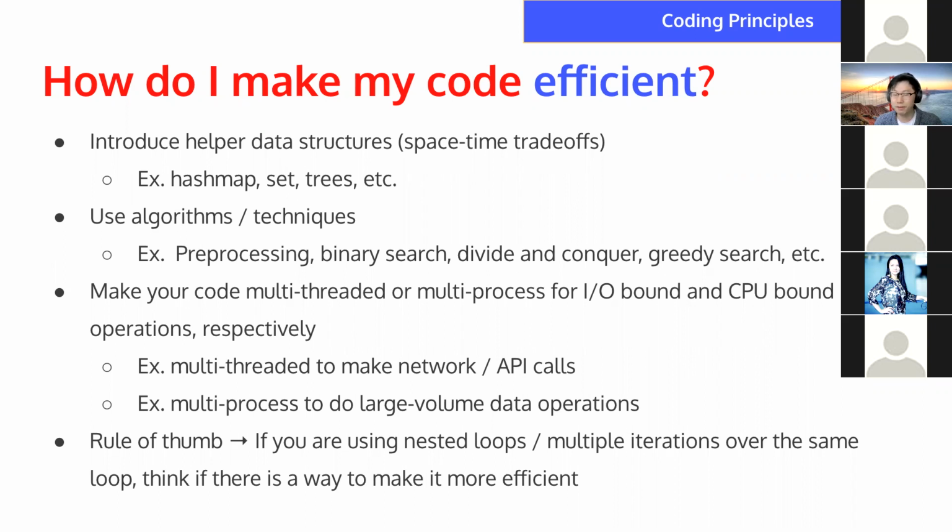For example, if you get your input and store it in a helper data structure like a hash map, you're introducing more memory, so you're making it less efficient from the memory perspective. But let's say the rest of your code requires you to look up a value. Now you look it up in the hash map instead of against the array. With a hash map, you could do that in constant time, and that's much faster, right?